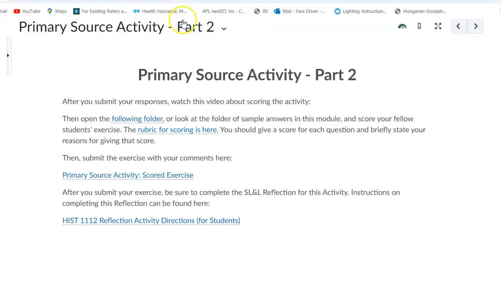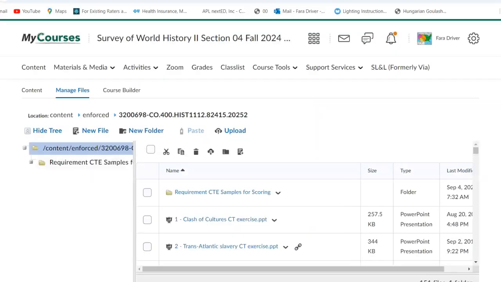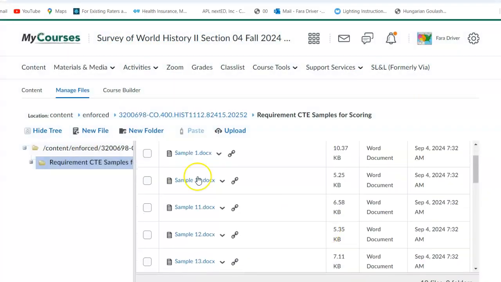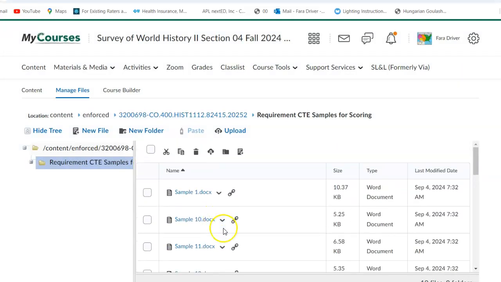So you can open the following folder or look at the folder samples in this module, which is the one I did before. If you open this folder, I'm going to do it in a tab and show you, it's going to come up to all of my files. So where you're going to look is right here in the requirement. Sample 1, this is all 19 of the different samples that I have. You're going to pick one of those.